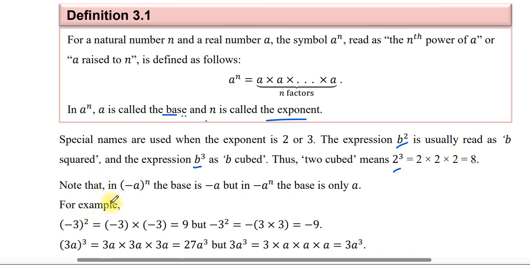Note that in negative a the power of n, the base is negative a, but in negative a the power of n, the base is only a.